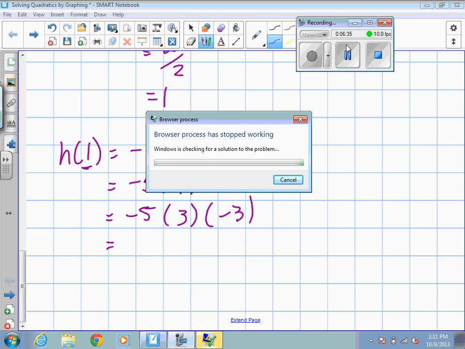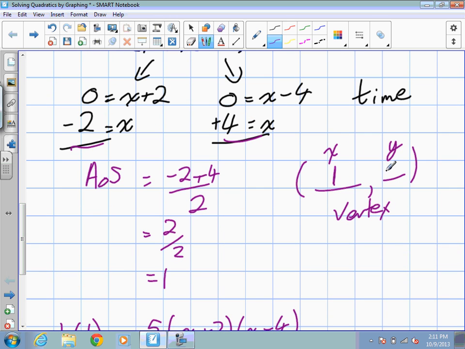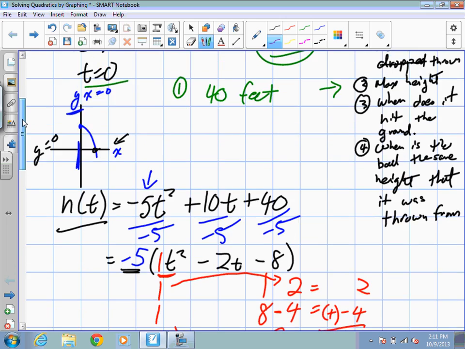All right, a little hiccup, but the height is 45. So, the max height, the second part of our question. What is the max height? The max height of the ball is 45.